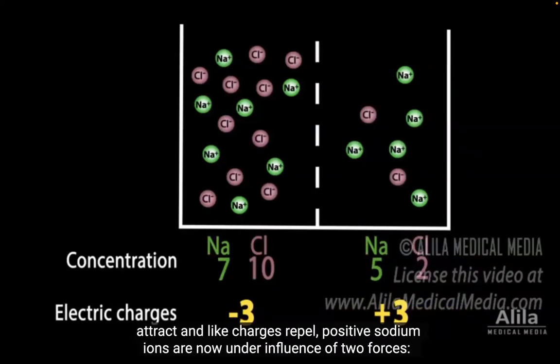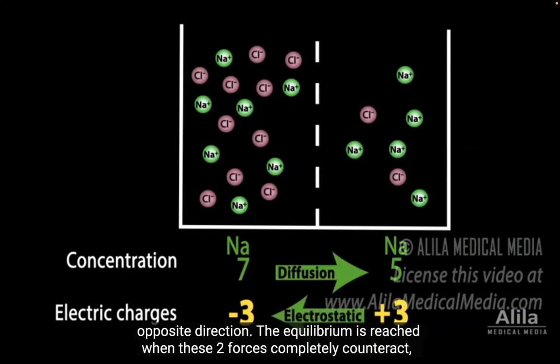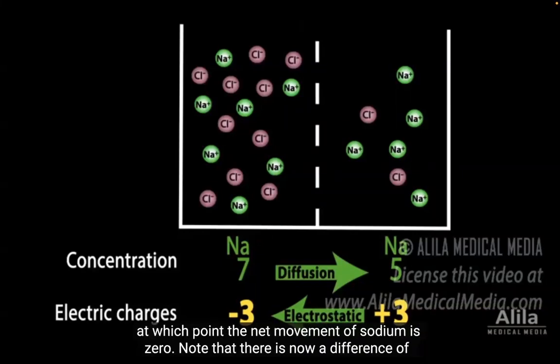Since opposite charges attract and like charges repel, positive sodium ions are now under influence of two forces. Diffusion force drives them in one direction, while electrostatic force drives them in the opposite direction. The equilibrium is reached when these two forces completely counteract, at which point the net movement of sodium is 0.